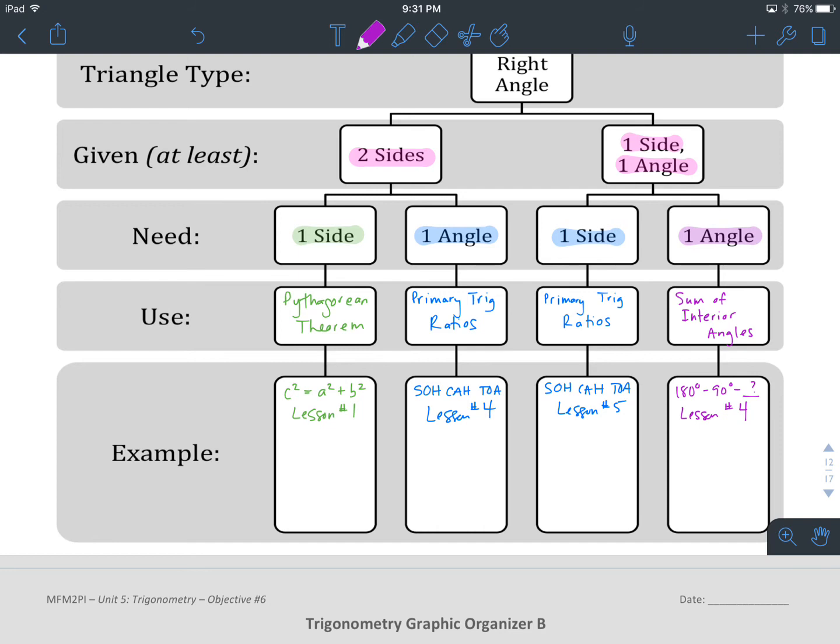What I'd like you to do at this point, or when you're done the video, is go back and visit all 3 of these lessons, so lesson 1, lesson 4, lesson 5, and write out these particular examples to support this graphic organizer. Hopefully that sounds good. Let's head on to the second graphic organizer now.